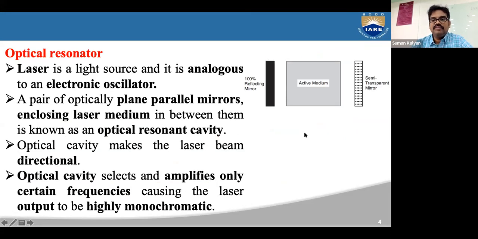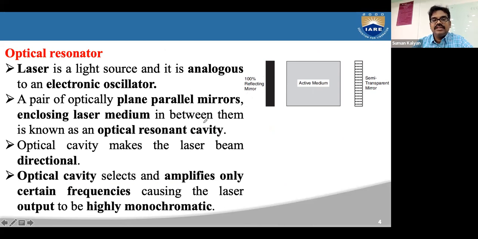Now the third component. Of these three important things, two are very important: the optical resonator and the pump, because we need to achieve the three conditions that must be satisfied to get the lasing action. The third one is the optical resonator. The optical resonator is simply the active medium placed in between these two mirrors.